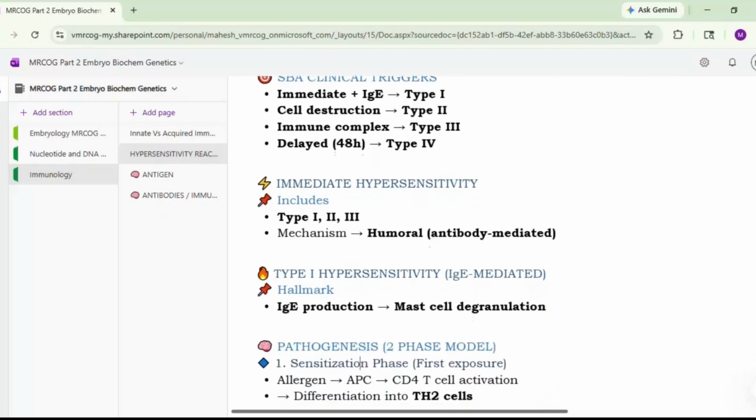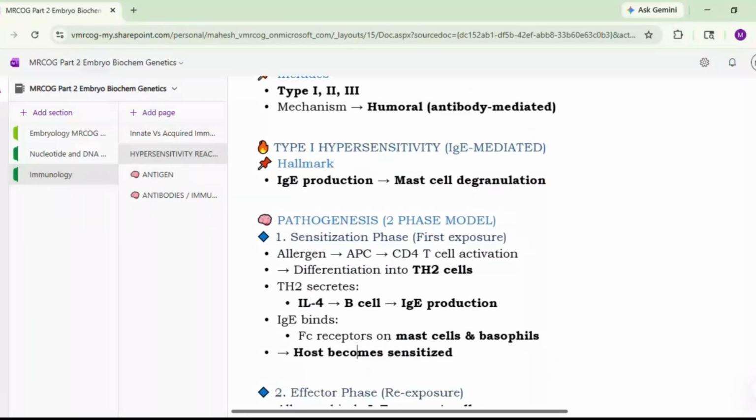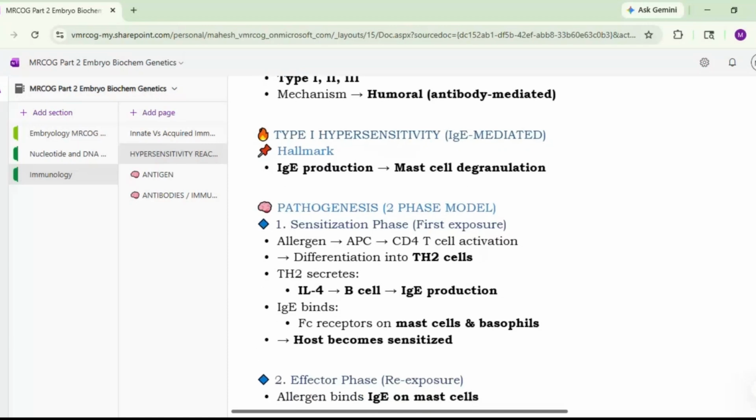We will see type 1 hypersensitivity, which is IgE-mediated hypersensitivity. IgE production is there in type 1 hypersensitivity, and that leads to mast cell degranulation. Basically, it has two phases. The first phase is the sensitization phase, and the second phase is the effector phase. So what happens in the sensitization phase?